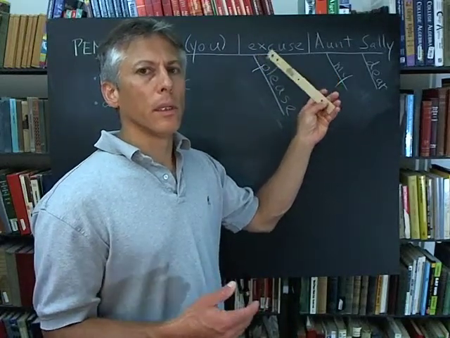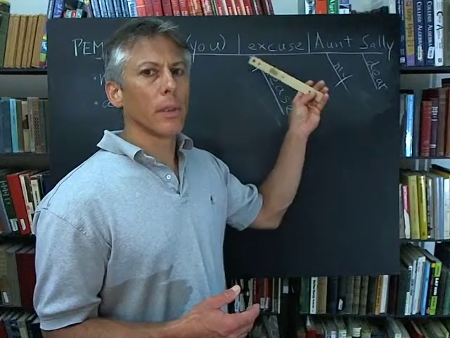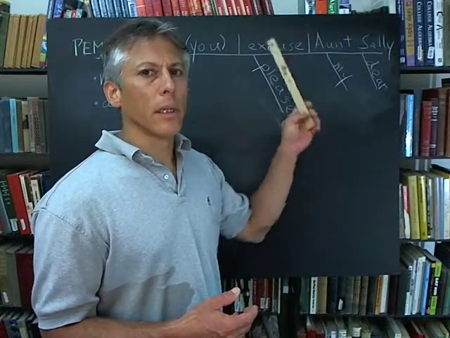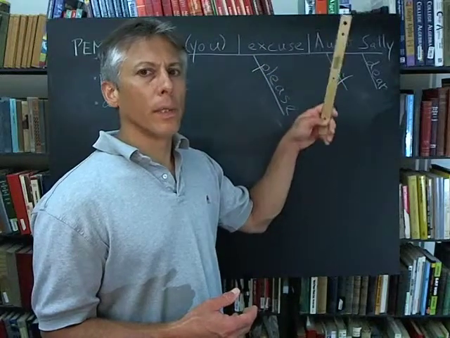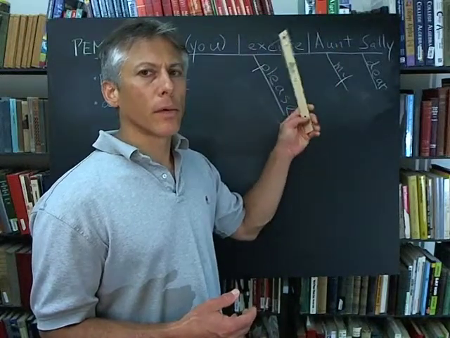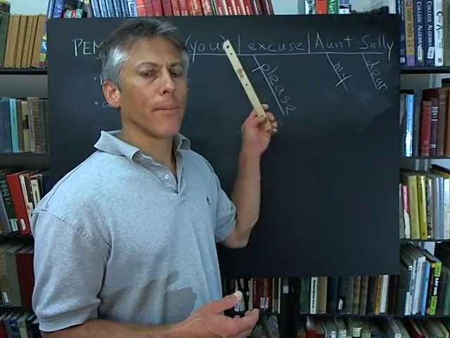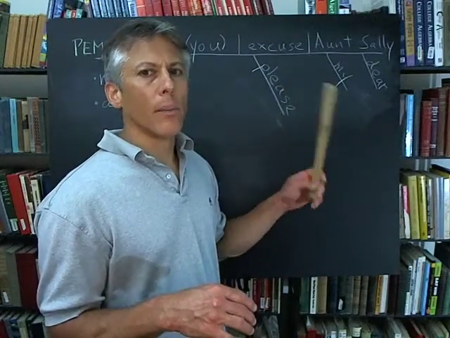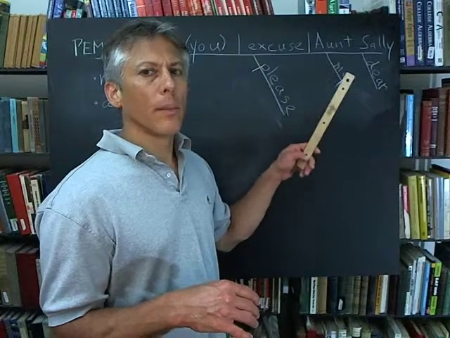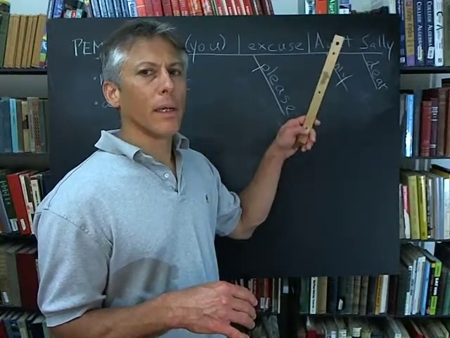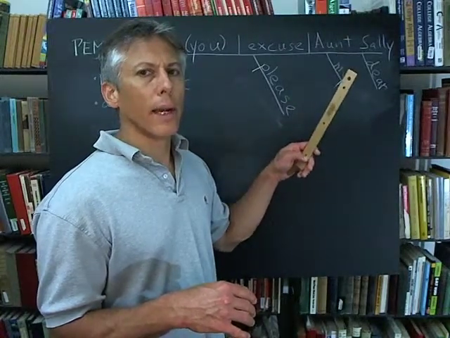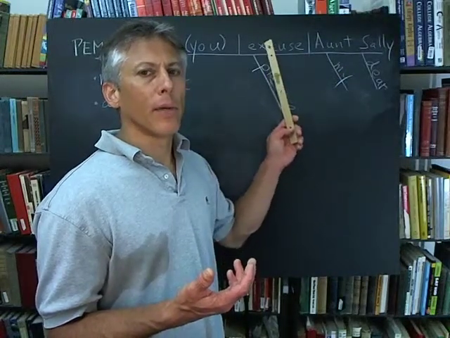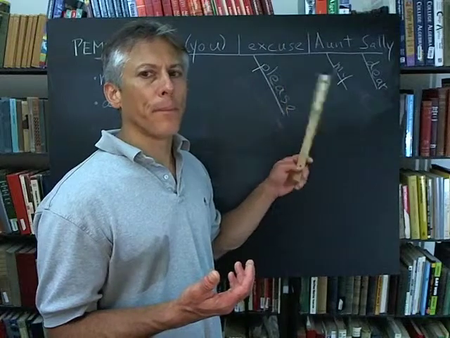You're talking to a person. Excuse is the verb. That's what the you is doing. And Aunt Sally is the object of the excusing. So noun, verb, noun, subject, verb, object up on top. You excuse Aunt Sally. Main part of the sentence. Modifiers down below. My and dear modify Aunt Sally. Those are adjectives because adjectives modify nouns. Please modifies excuse, so it's an adverb.